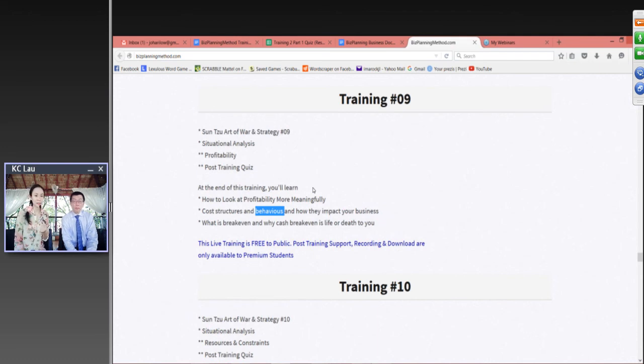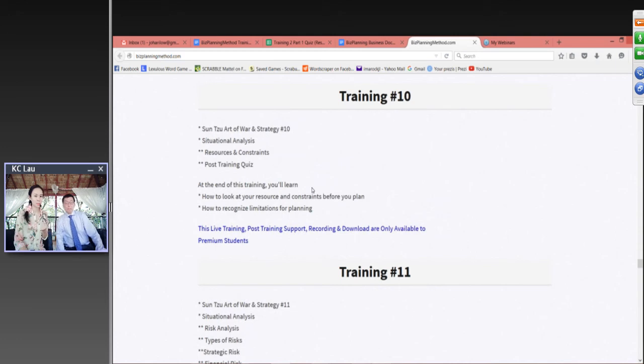Training number 10 is about resource and constraint. At the end of training number 10, you will learn how to look at your resource and constraint before you plan and how to recognize limitation for your planning. And then we will go to training 11.